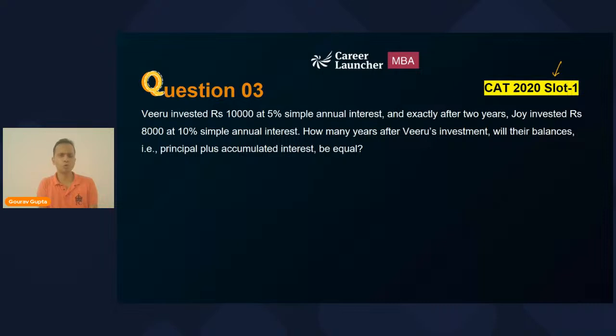So people, you must have noticed the language that they use in CAT. They are very clear in what they want to ask. So you will not have any confusion whether the principal plus interest, that means amount, is equal or interest is equal.